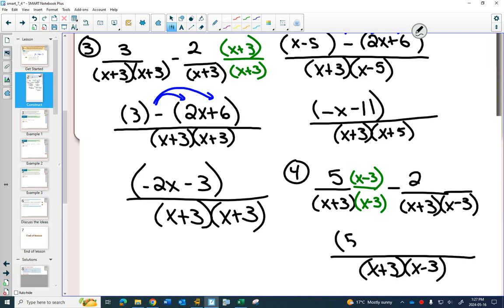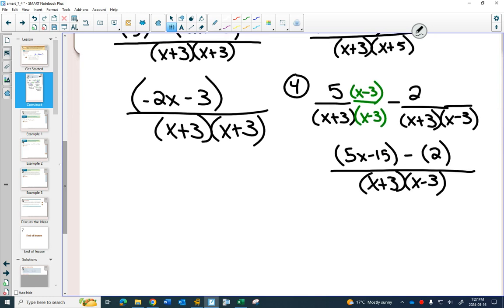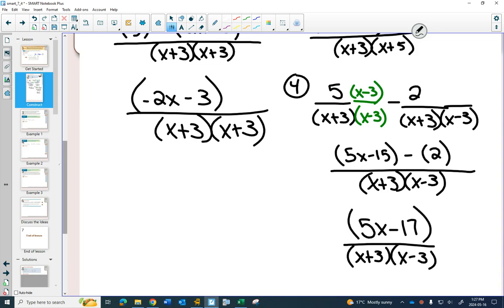First one will be 5x minus 15, minus the second one, which was just a 2. Combine our like terms. And of course, the top gets grouped together. It can't be factored any further. None of the factors are identical. So that would be our final answer in simplest form.